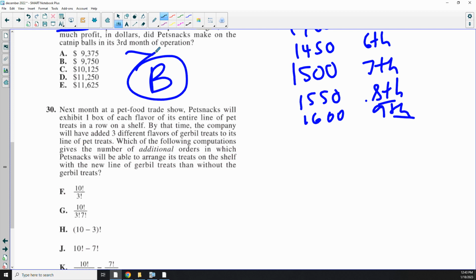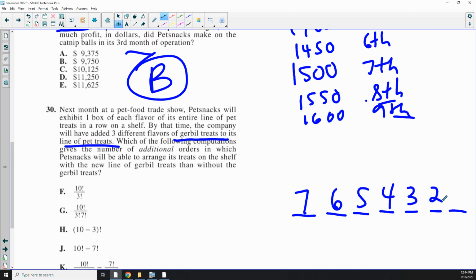So ready? The next one, what happens? I will add 3 different gerbil treats. So first of all, I have to line up 1 box each flavor. So how many ways can I do that? There are 7 different boxes. So it's 7 times 6 times 5 times 4 times 3 times 2 times 1. So that is called 7 factorial ways.